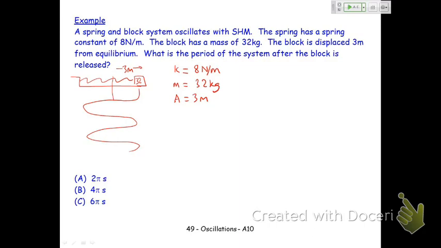And what do I want to find? Don't forget to write down what you want to find, or else you might be there all day and not be able to solve it. What I want to find is the period. So period is big T.